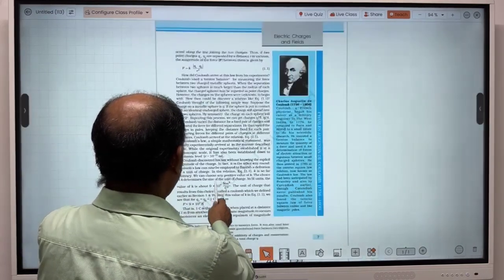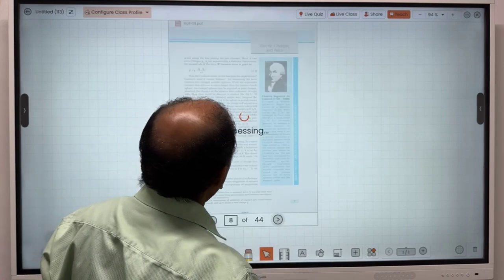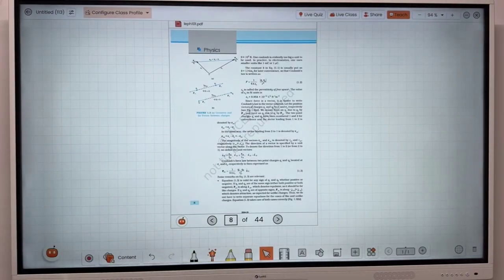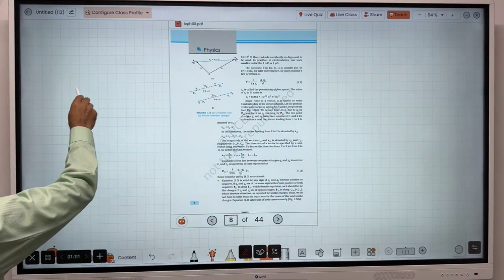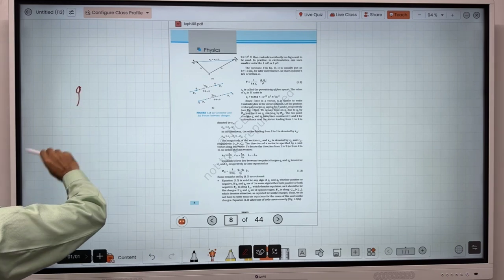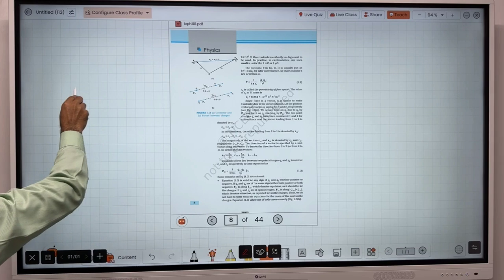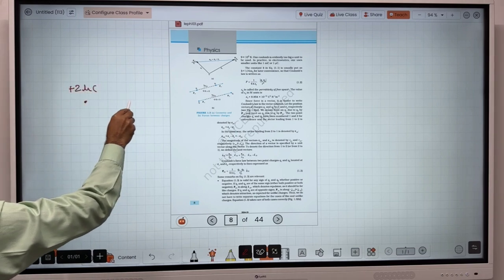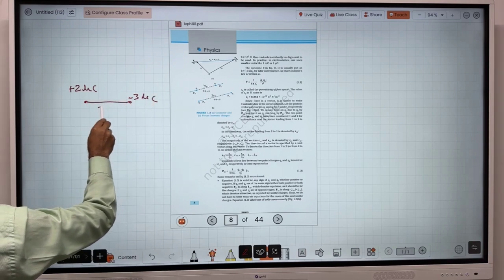Now we have seen how to evaluate. Now let's do some questions, and suppose we take two charges. One charge is here, say this is positive. Let's understand by some example. Suppose this is plus 2 microcoulomb here, and here minus 3 microcoulomb, and say the separation is 2 meters.